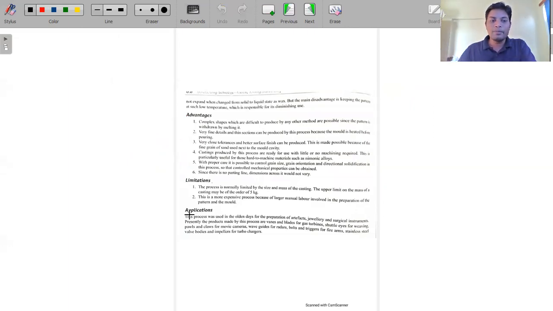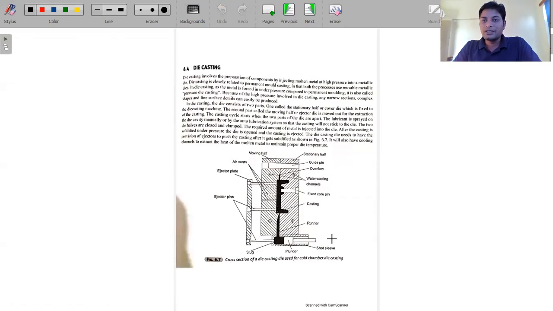Now the application is important. If we use investment casting, jewelry and surgical instruments were prepared previously, but nowadays the vanes and blades of gas turbines can be produced. Apart from that, the space shuttle parts are also produced through this investment casting. Okay, let's move to the next one, which is die casting.